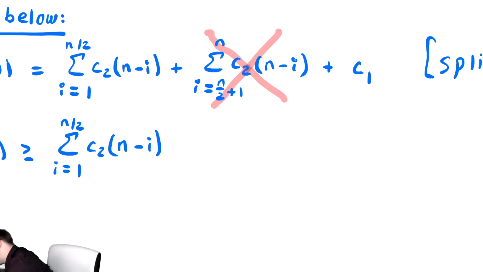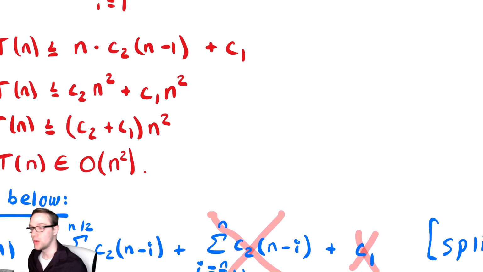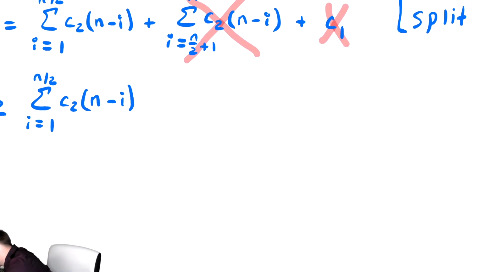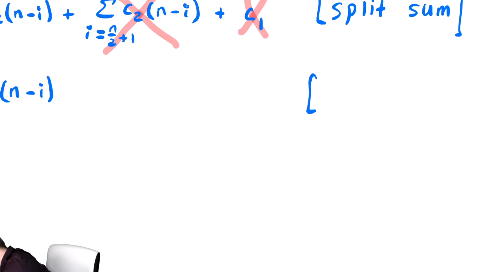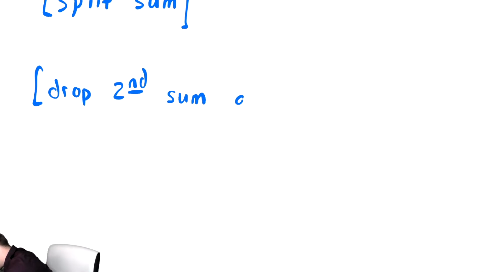I'm also going to do the same thing with the C1. Because as we could see when we bounded above, the C1 was replaced and it is a lower order term. So we can always drop those lower order terms. So we drop both of those things. We drop the second sum, or smaller sum, and C1.